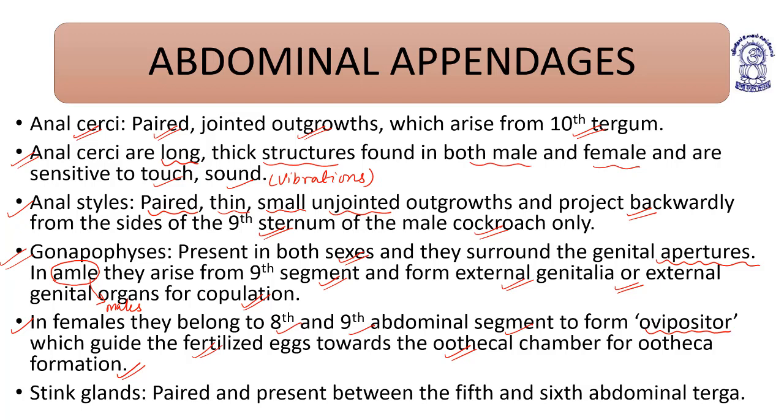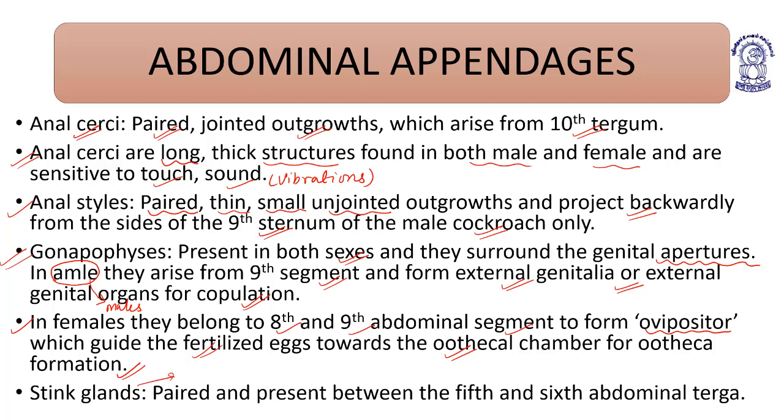Ovipositor helps to guide the fertilized eggs towards oothecal chamber for ootheca formation. Stink glands. Stink glands, they are paired glands present between the fifth and sixth abdominal terga. So they are present in between the fifth and sixth abdominal terga. They produce a secretion that gives a foul smell or stinky smell. Okay.